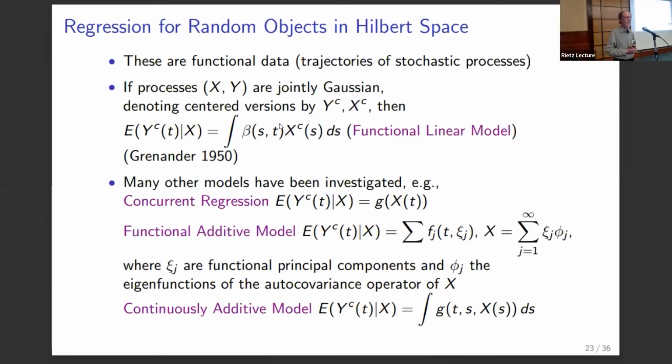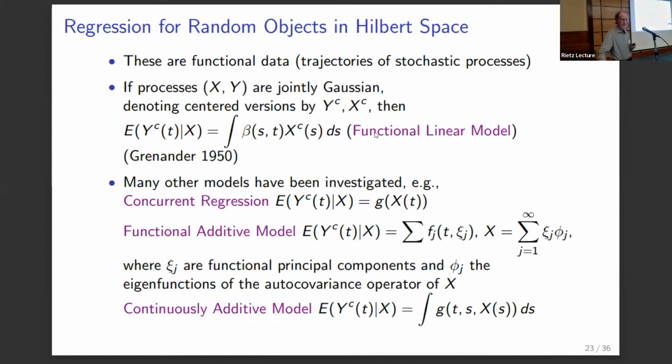I'm moving to the second part, which is regression. Okay, so depth was to explore samples and compare two samples. Now regression. Regression has been well developed in Hilbert space. So when our random objects are functional data, we have many models available, and they have been very well investigated over many years.